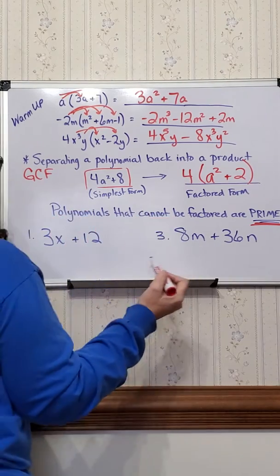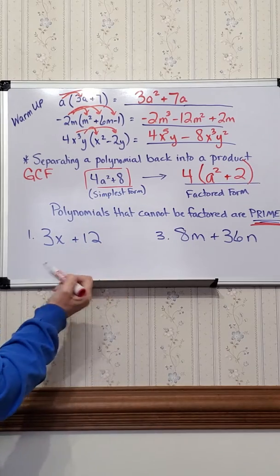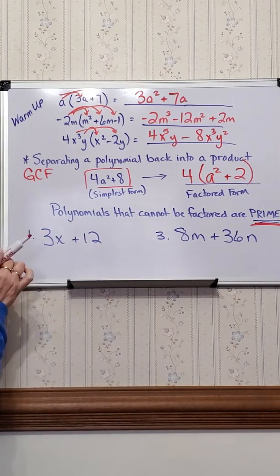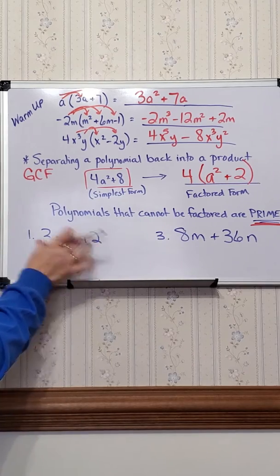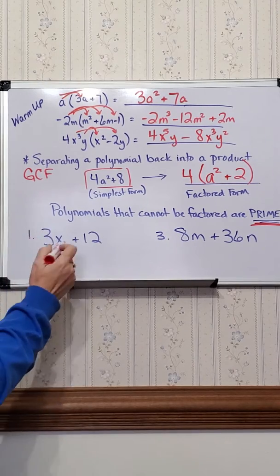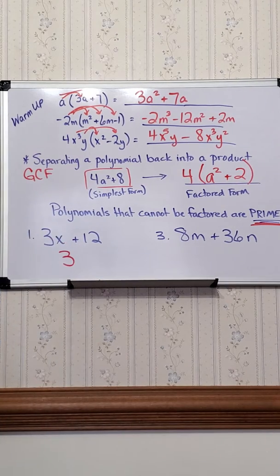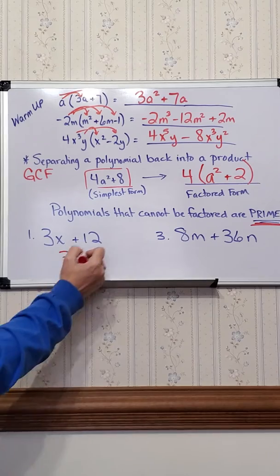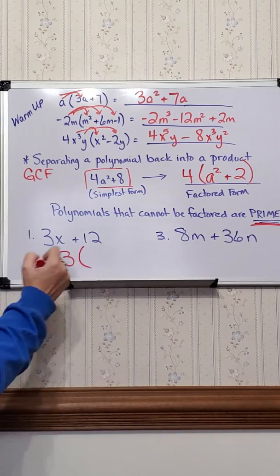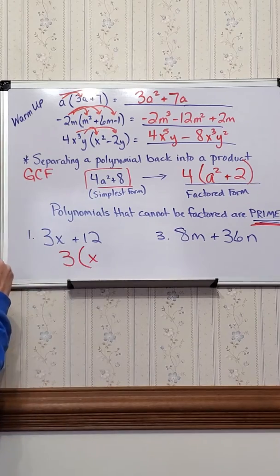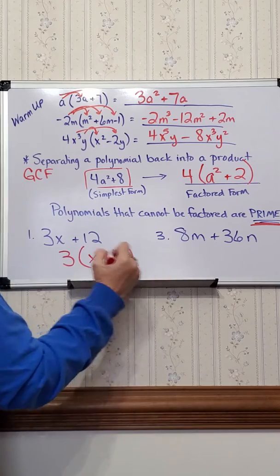So let's look at 1 and 3, the examples there on the bottom. I look here and I say, what can I pull out? What can I divide each of these by that would still make it even and not give me any kind of fractions or crazy decimals? So 3 goes into the 3, 3 goes into 12. So I'm going to pull that 3 out. That's going to leave just an x there, and 12 divided by 3 is going to leave me a 4.